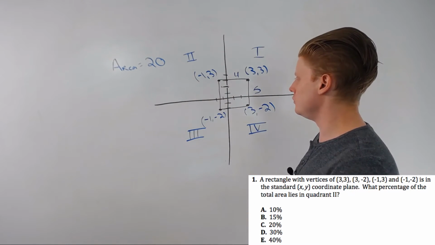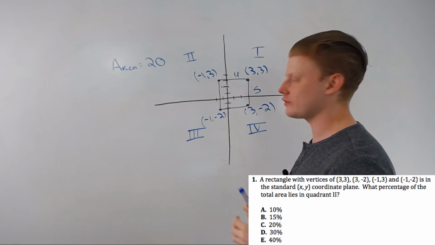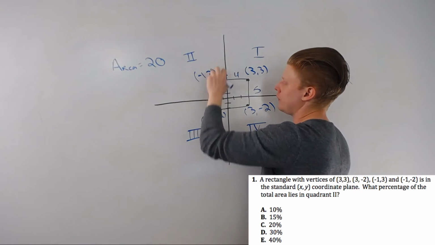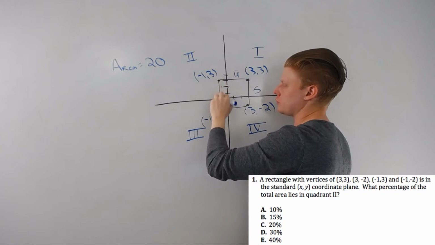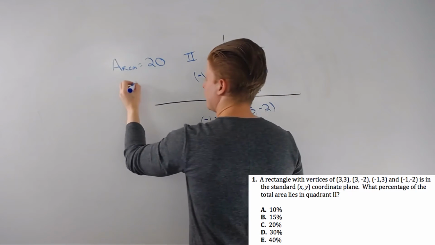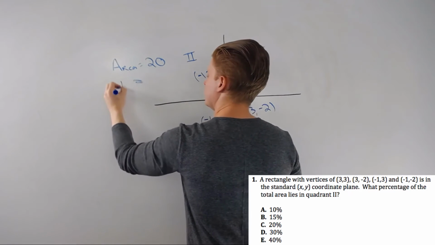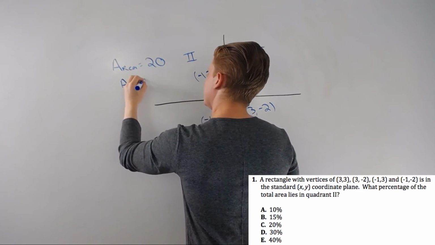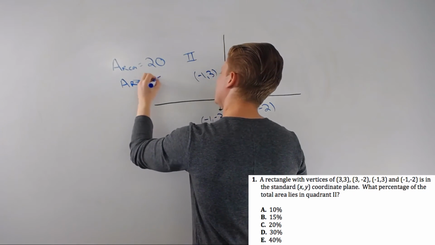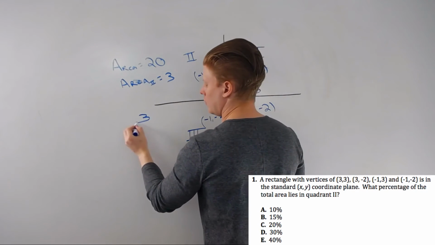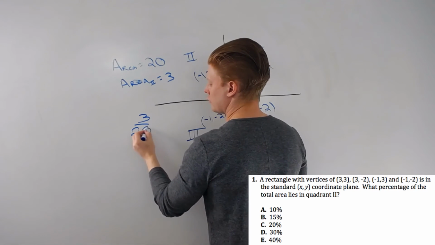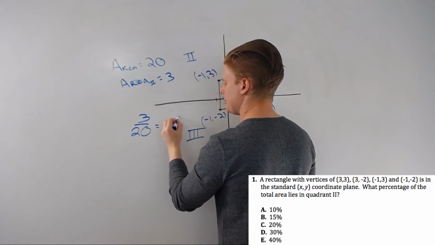So quadrant 2 is what we've got here. How many little blocks do we have here? Well, we're only going to have one column, right? Because we get from 0 to negative 1 of 1, 2, 3 blocks. So the area in quadrant 2, we'll just say subscript 2, is 3. And so what percent? Well, part over whole, 3 over 20 is 15%.